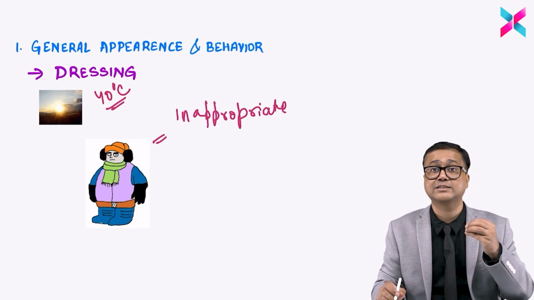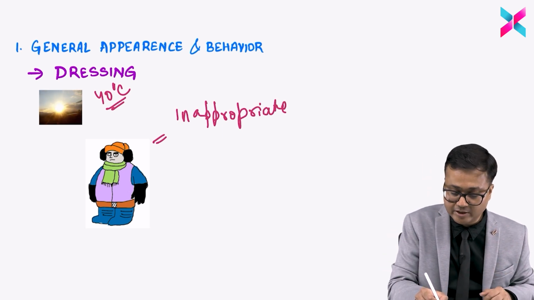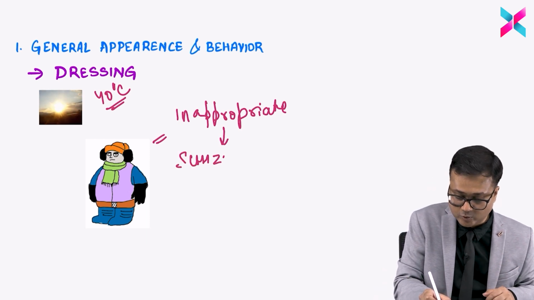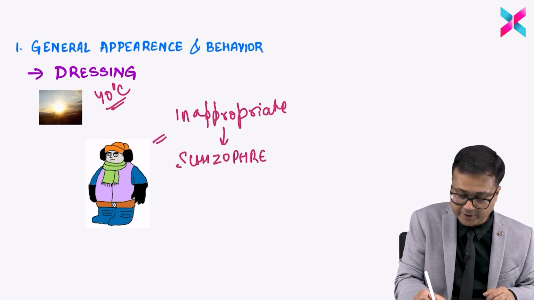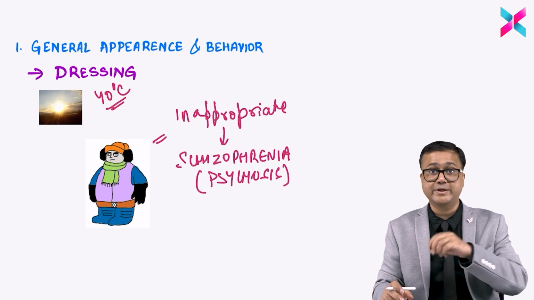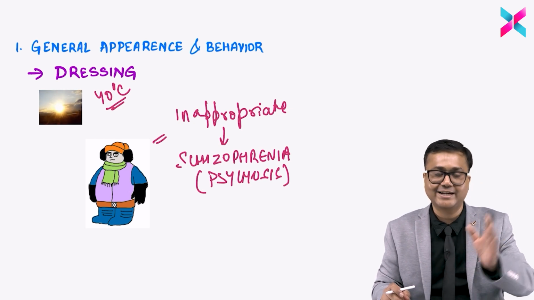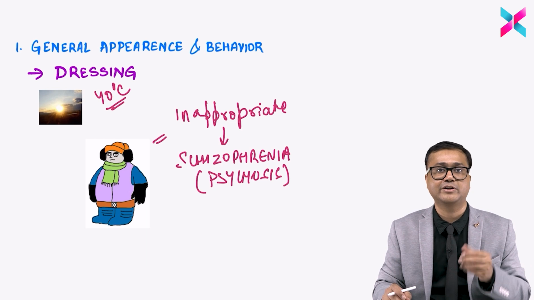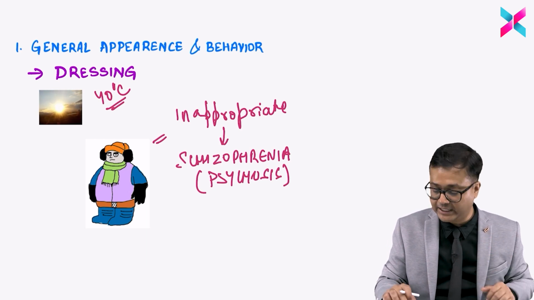Again, this is giving us some hints that the person may be suffering from certain psychotic illnesses, for example, schizophrenia. Just by looking at the dressing we will not come to the diagnosis. We'll take a detailed history in MSE, but this is giving us certain hints that the person may be suffering from schizophrenia or a psychotic illness.